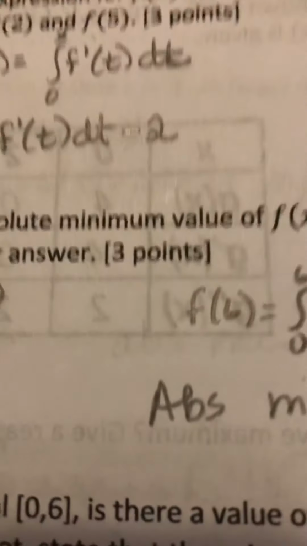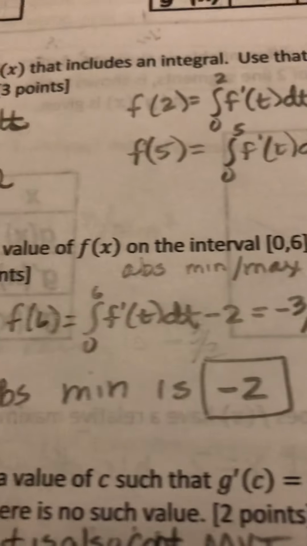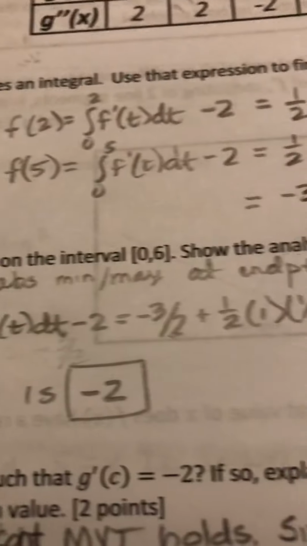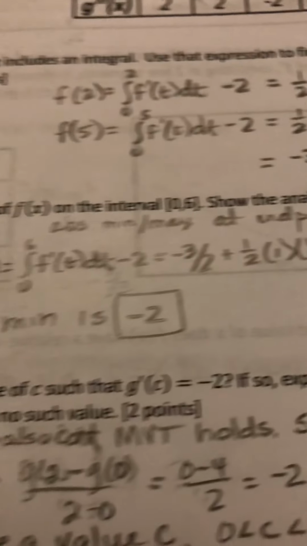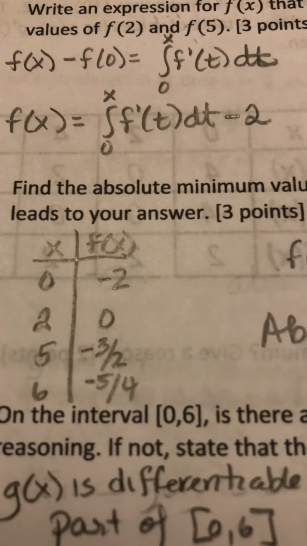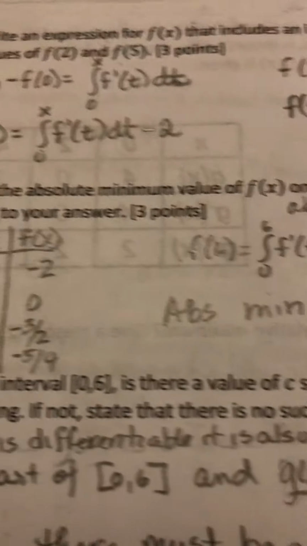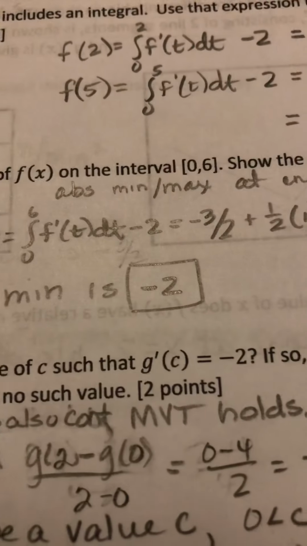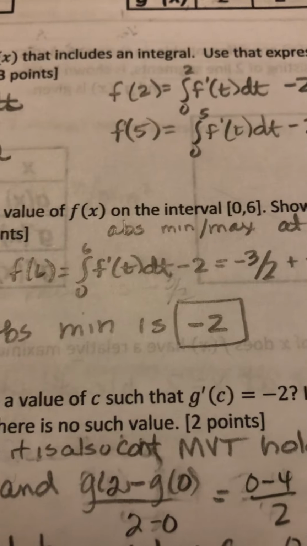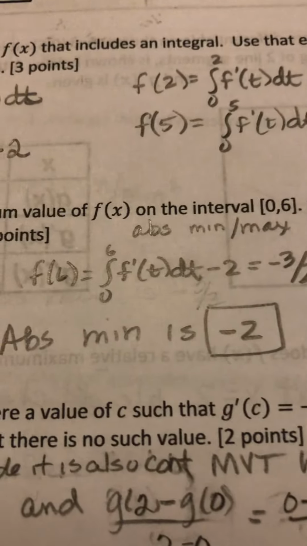F of 0 we know is -2, they gave that to us, so we just have to find f of 6, doing what we did in part C with 6, and again just doing our areas, and we get -5/4. So we look at our values and we say, okay, which is the absolute minimum, the absolute smallest value there is -2. And again, it's asking for the absolute minimum. We just give the y value, we don't need the x.